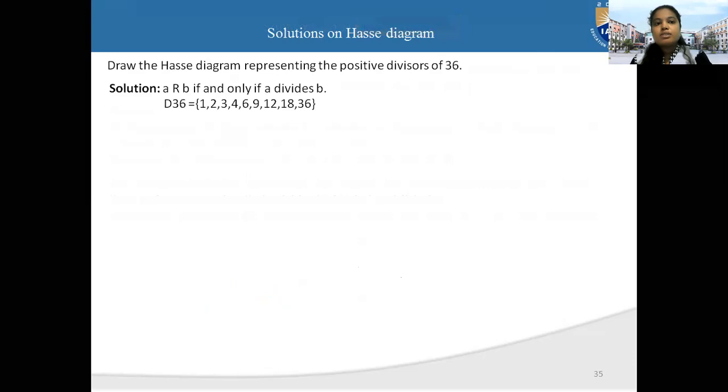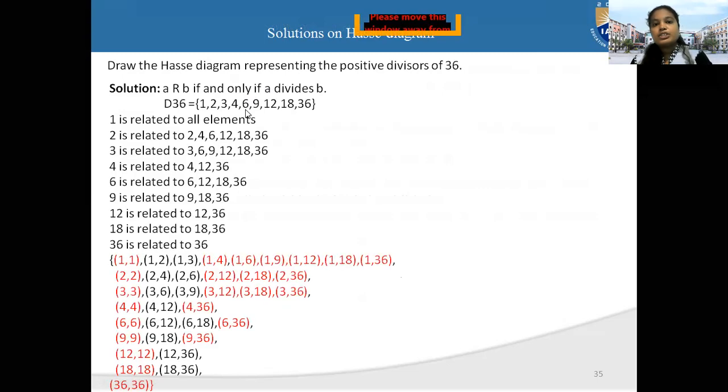One more example you have to take. Draw the Hasse diagram representing the positive divisors of 36. So first you have to write what the divisors of 36 are. So based on that division relationship, you have to write some more relations. What this means here is that 1 is related to all elements, or 1 divides all elements. Here 2 is related to some more elements.